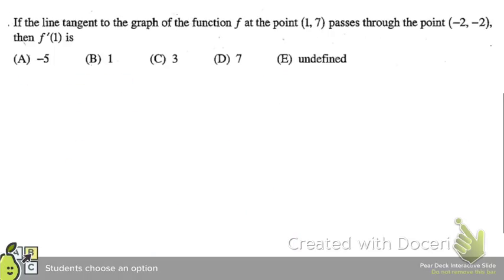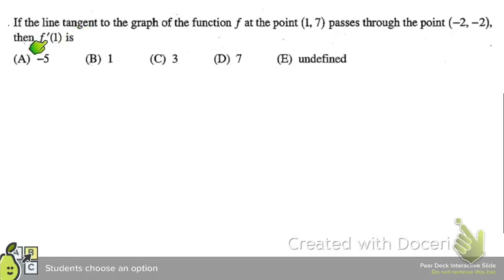Next question says, if the line tangent to the graph of the function f at the point (1, 7) passes through the point (-2, -2), then f prime of 1 is. So this is worded a little bit differently than some of the other questions we've looked at. But essentially they're saying that the tangent line goes through these 2 points and they want to know what the derivative is. So let's do some remembering on concepts.